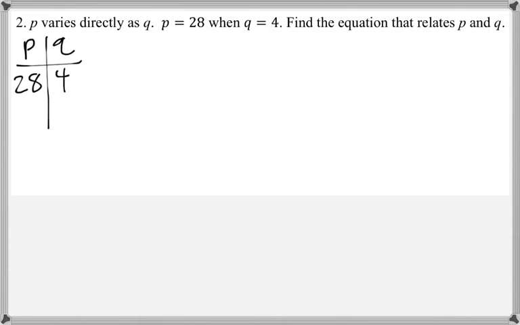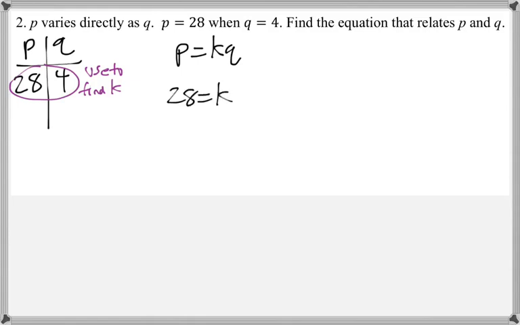So I don't have as many points as I did in number 1, but I am going to use this to find K. So my general equation is P is equal to K times Q. And we're going to plug in these values for P and Q, and I can find that K is equal to 7.